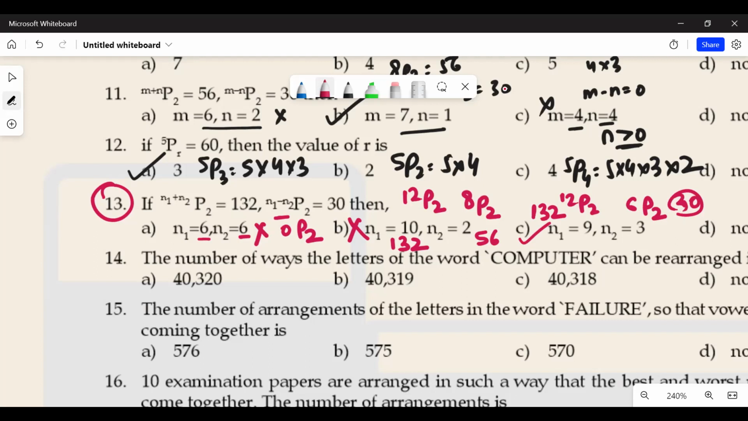Just put the option, n1, n2. If you put it here, what does this become? 12P2. But this will be n1 minus n2, it becomes 0. Clear, everyone?